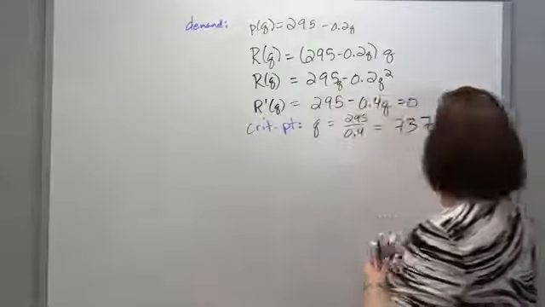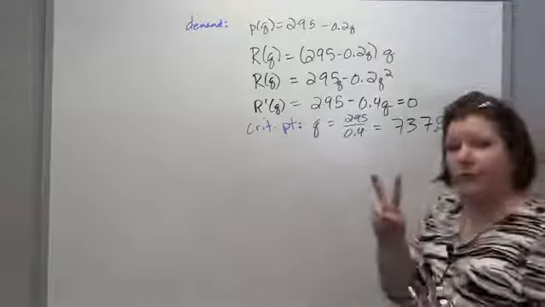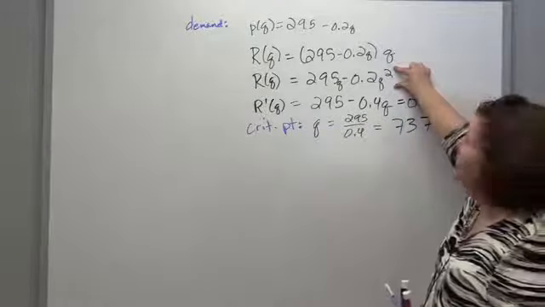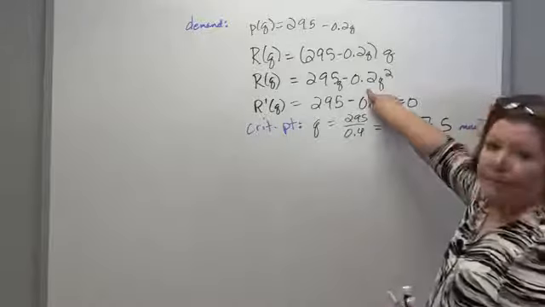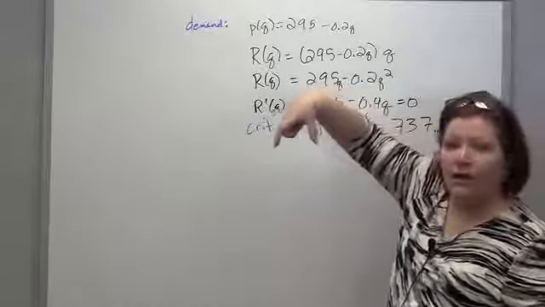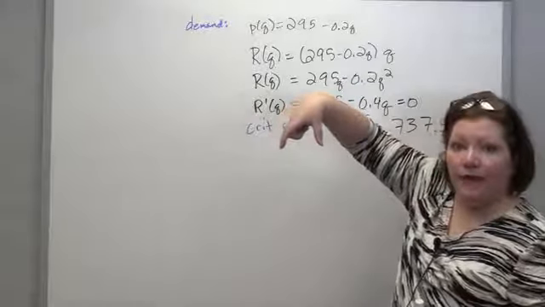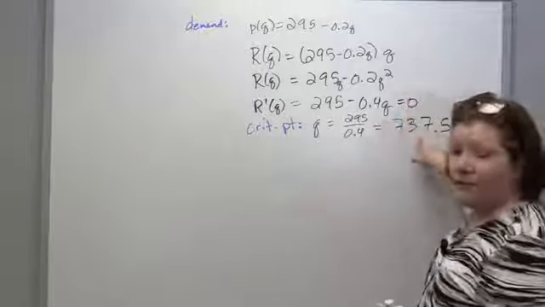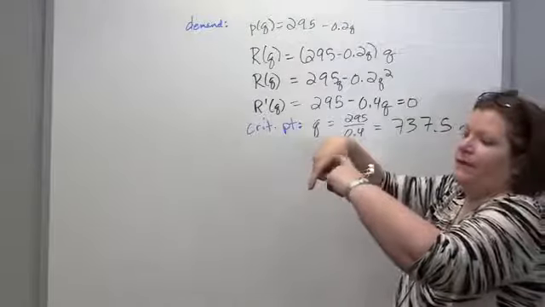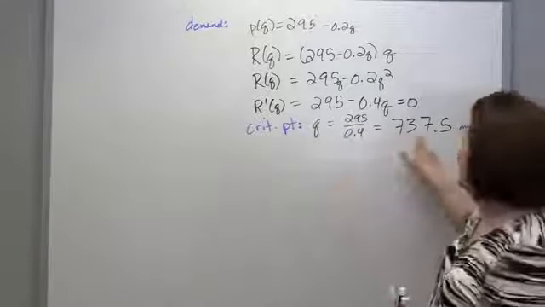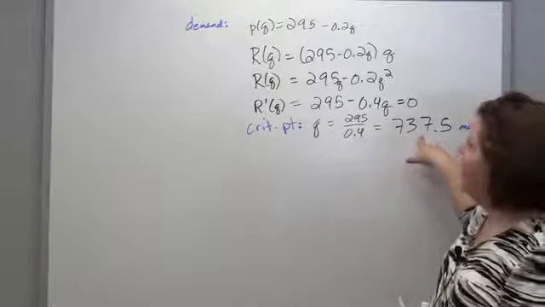So it's a critical point, but is this a max? There are two ways we can think about this. Our original revenue is a parabola. And the fact that the leading coefficient is negative, we know that it is opening downward. So this critical point is at the vertex of the parabola, where we have a horizontal tangent line, and it is a max.